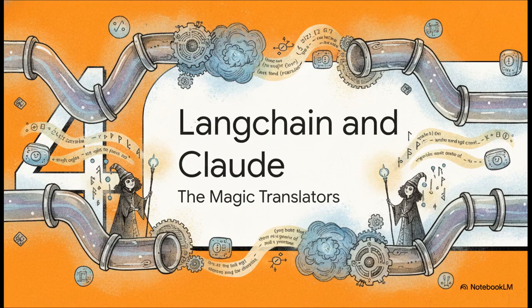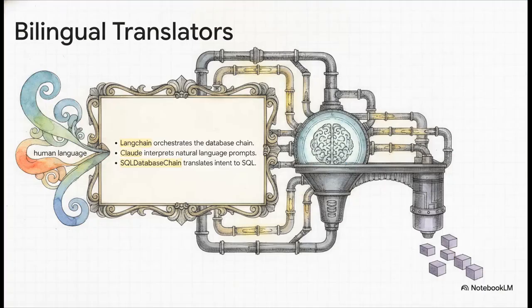Section 4. Enter LangChain and Claude, the magic translators. With the pipes connected, we need something to actually facilitate the conversation. We need our magic translators. These components act as a true bilingual translator, fluent in both human intent and machine logic. First up, we have LangChain, which is an incredible framework designed to orchestrate the different steps of our AI application.